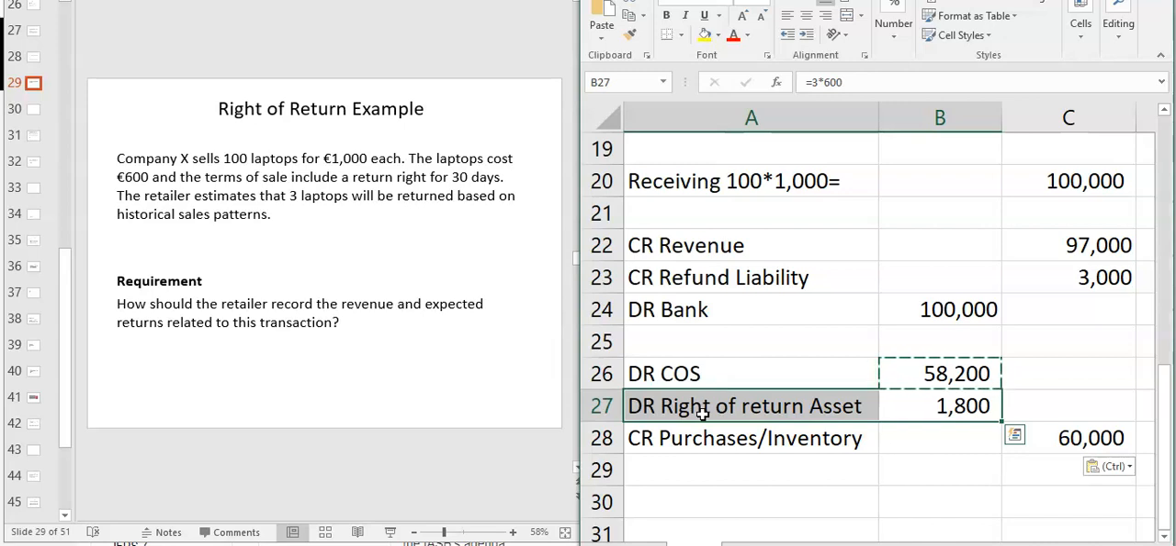Right. So again, there's a bit of a difference there, and you'll see 1 or 2 examples in the question pack as well. It's not overly technical, but it's just important to understand that you don't recognize the full 100 laptops revenue. Even though you've sold 100, there is a right of return, and you use your best estimate based on what the historical sales patterns were to account for that refund liability and associated right of return asset.